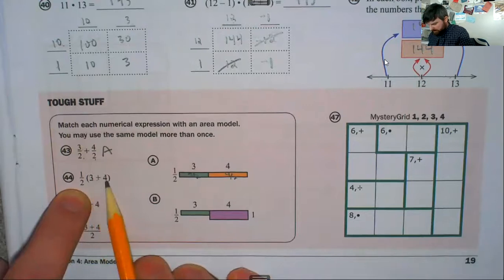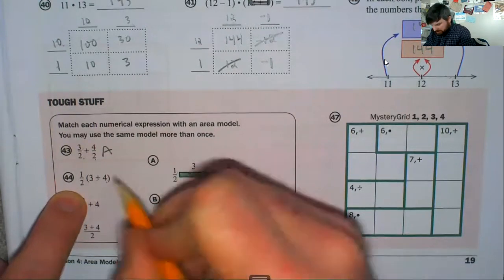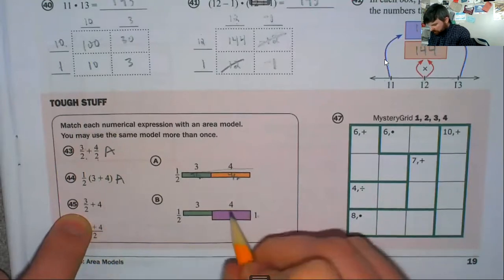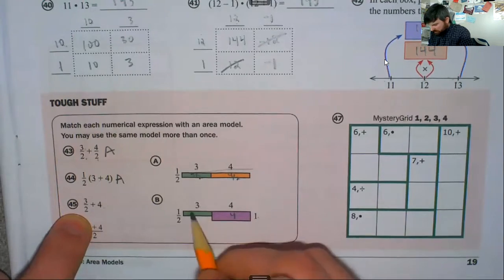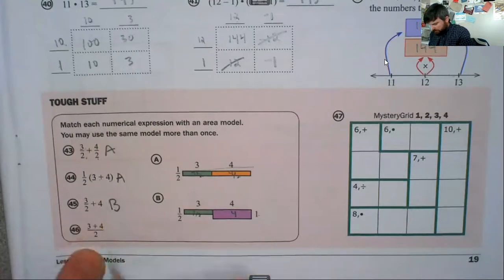3 plus 4 times 1/2. So this is 3 plus 4, and then times 1/2, this is also A. Notice this one we have two different numbers out here. So 3/2 plus 4. Well, 4 times 1 is 4. 3 times 1/2 is 3/2. And then I would add those together. This is B.